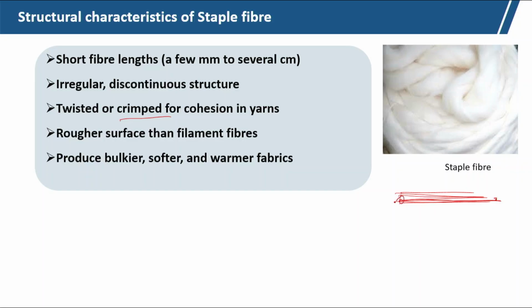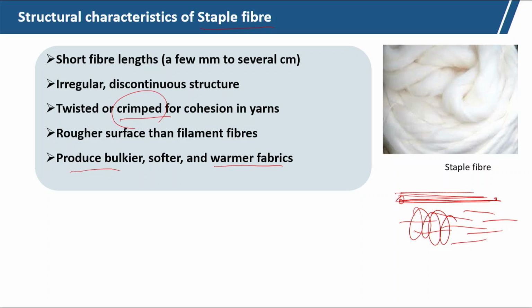Their gap will be less, but in case of staple fiber yarn, as they are staple fibers, they are discontinuous fibers and they are put together with the help of twist, and also crimp is required for high cohesion. That is why this produces bulkier, softer and warmer fabric. Why is it warmer?